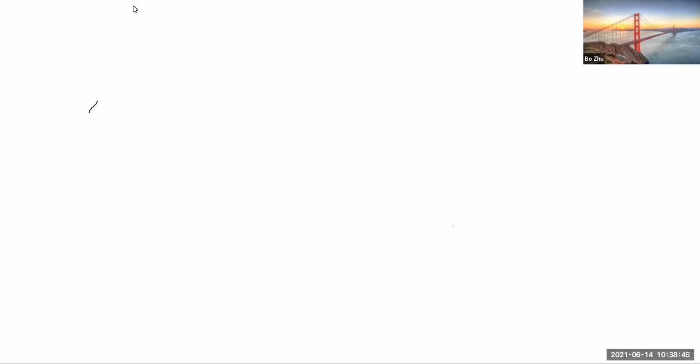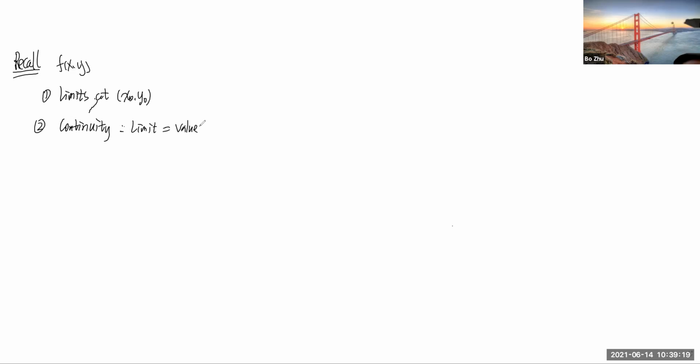Record first. Okay, record what we studied last week. So we introduced the function of two variables, right? And then we talked about the limit at a specific point. And then we talked about the continuity. When we are talking about the continuity, first you have to have the limit, and the limit equals the value, and then we say the function is continuous at a specific point.